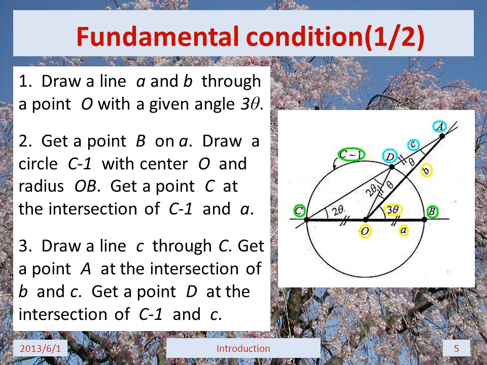This is a fundamental condition part 1. Angle AOB is the original angle 3θ. This figure shows the fundamental condition where the trisection stands up alright. In the following figures, the auxiliary line is shown by a small letter, the circle by C1, C2, etc., and the intersection point by a capital letter.